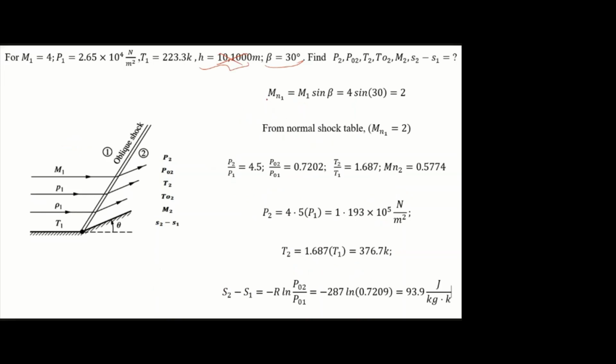So first they are finding Mn1 from M1 and beta, it is 2. And once you know this Mn1, using the normal shock table, they are finding other parameters Mn2, P2, T2, P02. So we know P1, T1, they are finding T2 or P2. And from this ratio, they are finding S2 minus S1. Everything is in SI unit, no need to worry about it.